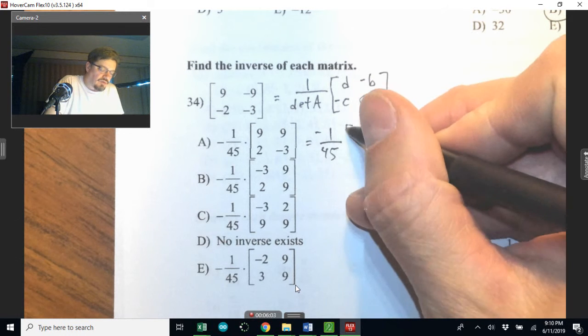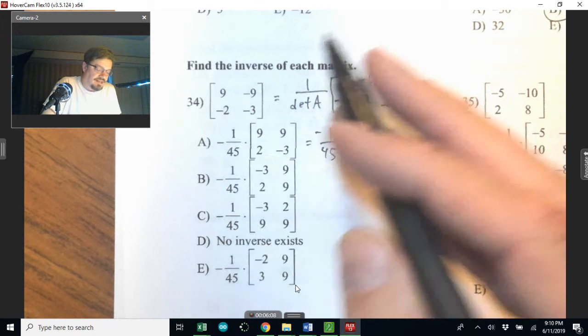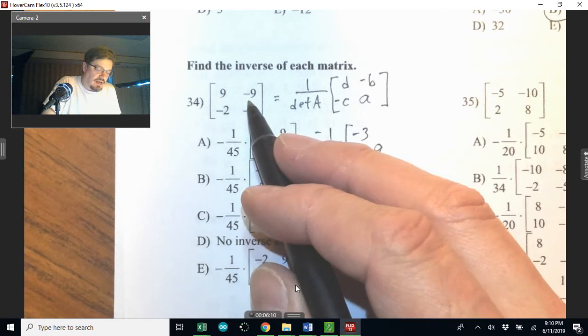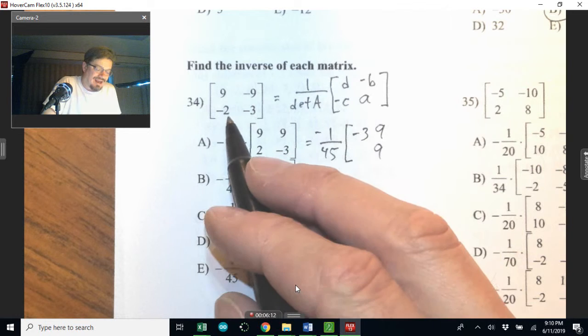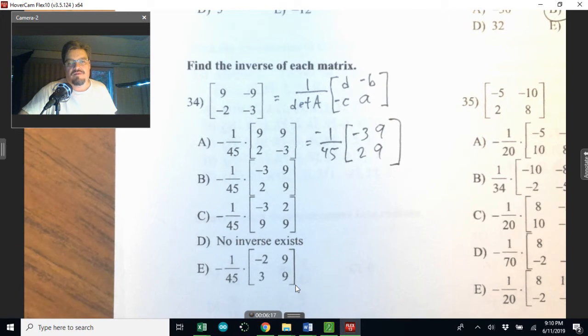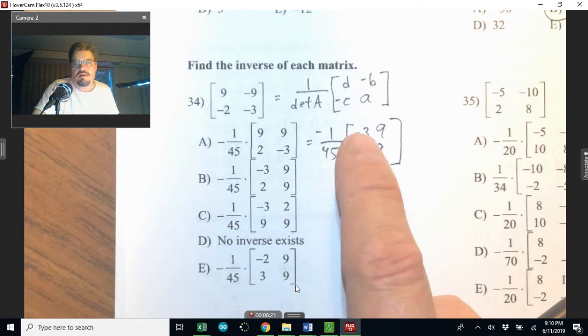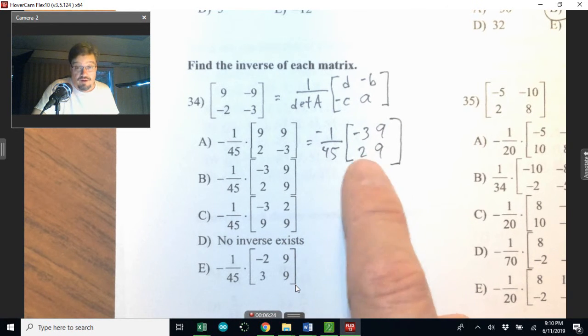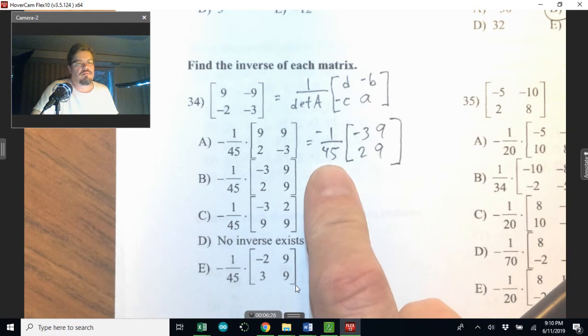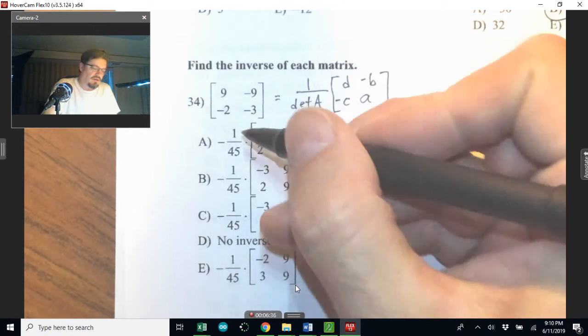And then I'm going to go ahead and switch all of my elements so that 9 goes here, the D goes here, the negative 9 here becomes a positive 9, and that negative 2 becomes a positive 2. Now, some professors will want you to multiply the 1 over 45 and put all of these over 45, but this is much better and makes much more sense when you're trying to solve for systems to leave this fraction out here. Okay? So it looks like this guy is letter B.